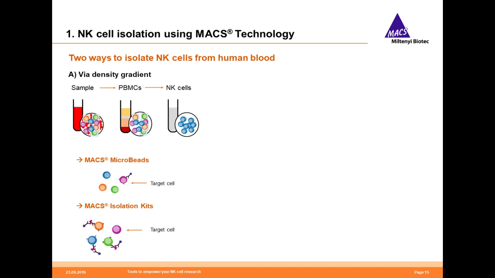So what options do you have to study and isolate NK cells? On the one side, I will just give you an overview. In the traditional approach, you will go from your blood sample to produce PBMCs via density-gradient centrifugation. NK cells then can be isolated using MACS microbeads, that will be a positive selection, or MACS isolation kits, that will be negative isolation, meaning that you remove every single cell that you are not interested in and leave your target cell untouched.